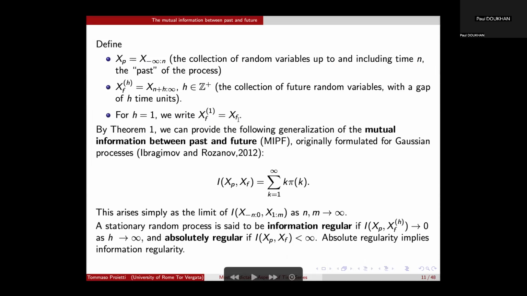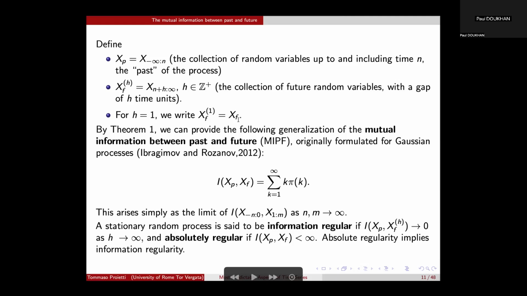Just as an extension, I consider the indefinite past. The indefinite past starts from the time of the dinosaurs up to now, and the indefinite future starts from time n plus h to infinity. So let us consider the indefinite past and indefinite future with a lead time of h. When h is equal to 1, there would be just the future. Now, the mutual information between past and future, looking at the previous result, would be just this cumulative sum. And of course, if this quantity converges, then you say that the process is absolutely regular.